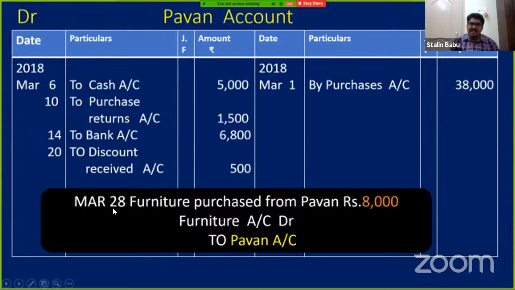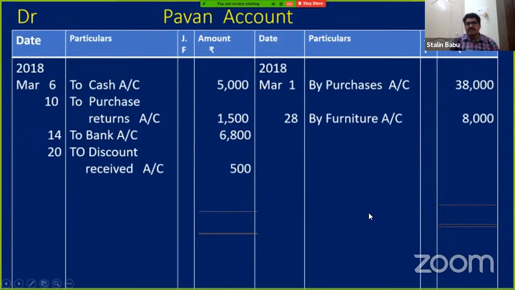What is the transaction date? March 28th. Write the date in the date column, that is March 28th, by. So we are posting credit side, so we take the name of the account debited. The name of the account debited is furniture account. By furniture account, what is the amount? 8,000. Write the 8,000. Now all the transactions are recorded in Pawan account.